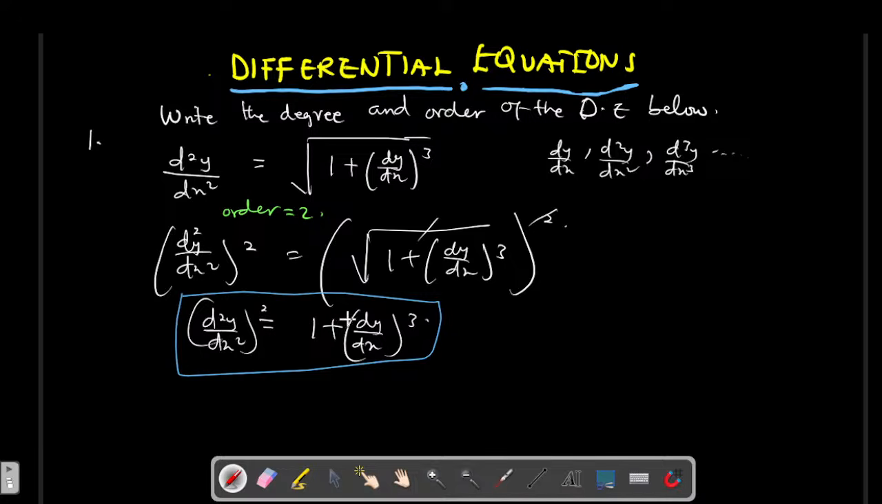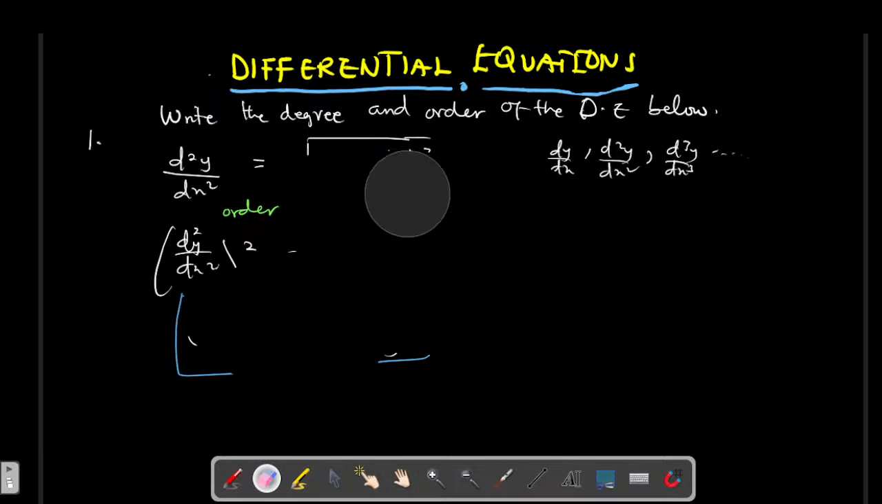So now what's the highest power to which our order is raised, and that is 2. So you can clearly see that the degree is simply equal to 2. Initially it was what, 1, so you may be tempted to write 1. That makes it wrong. So please convert it to polynomial before you choose your degree. Let's go to the second one.